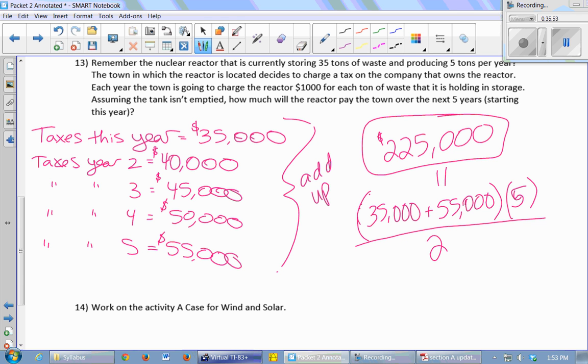So we end up with $225,000 in total gets paid in taxes. So it's not as hard as it seems in the last one, right? The only thing that was hard about it is that the list was longer, right? So we had to figure out how many numbers were in the list and what the last number was.